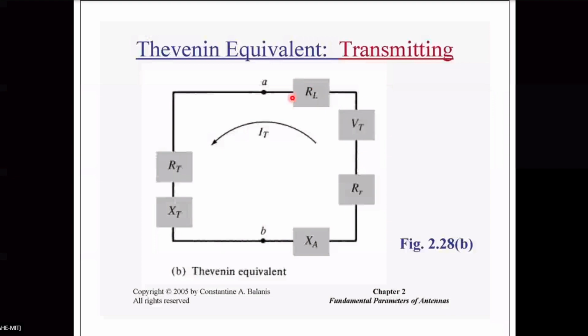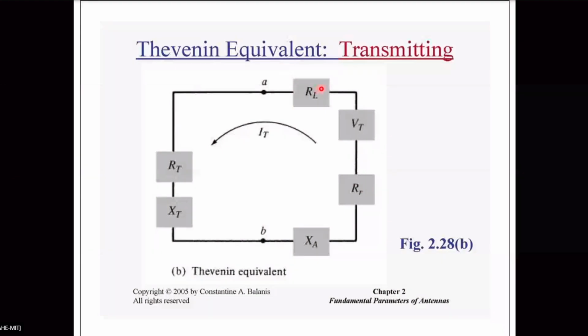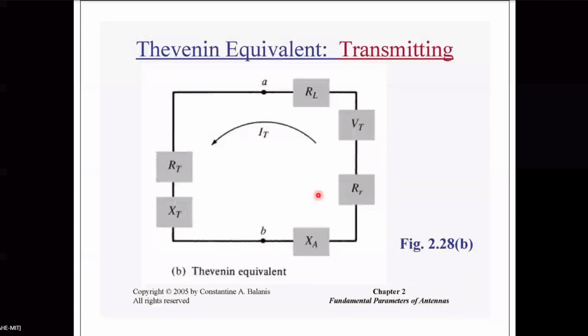Loss and re-radiated power together will be equal to the power dissipated across RT under conjugate matching. So you can find out what is the lost power, what is the re-radiated power, what is the power delivered to the load, and what is the captured power.